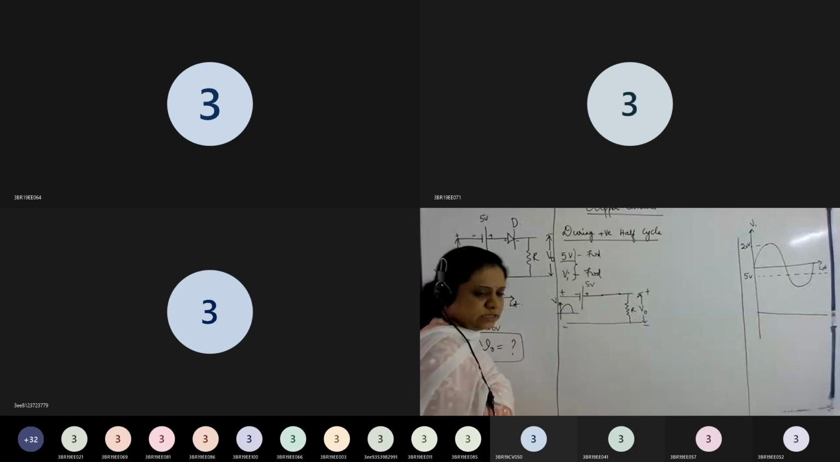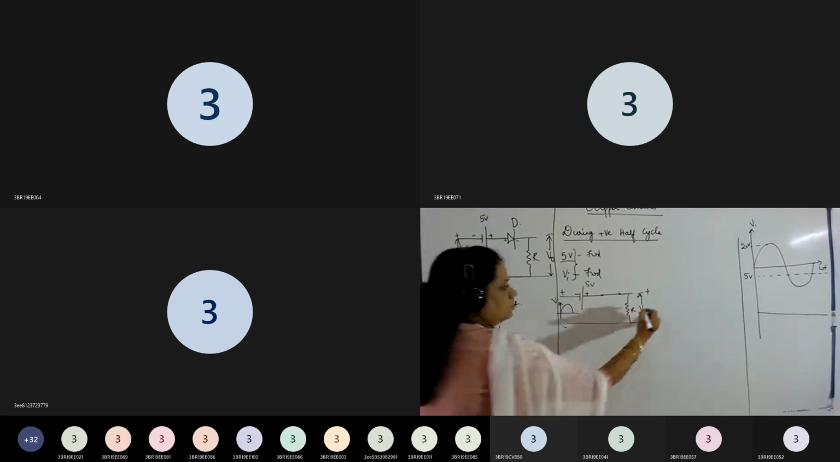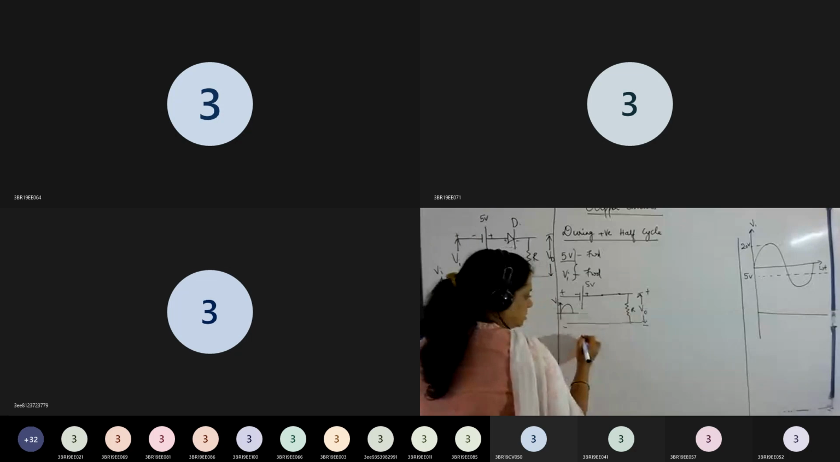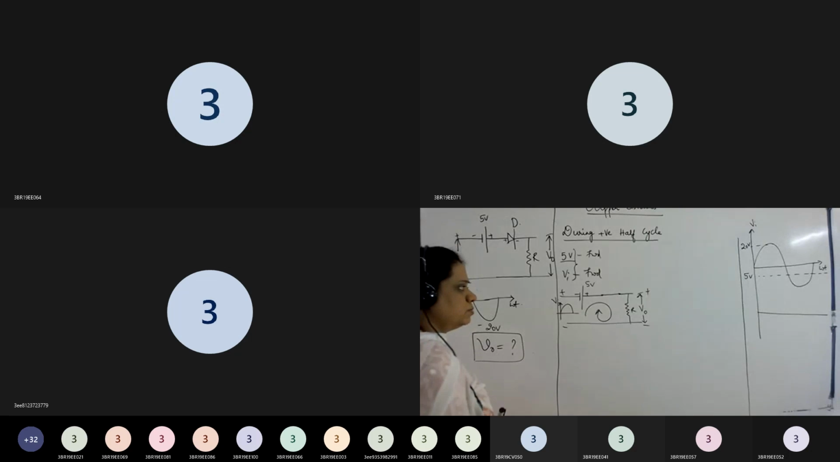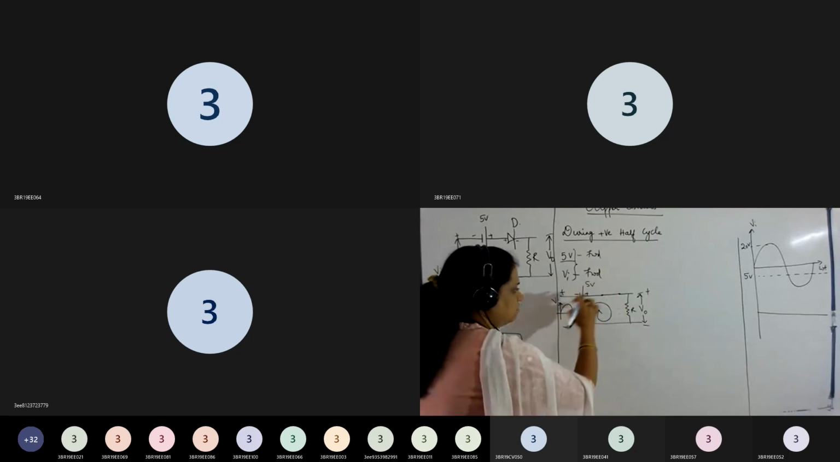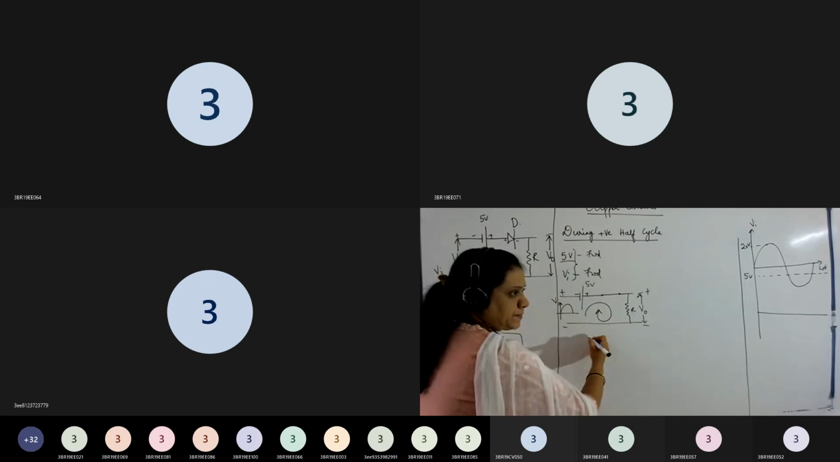Correct? This is a circuit. We need the value of V0. So what to do? You have two sources. So apply KVL here. If you apply KVL here, what is the equation you are going to get?